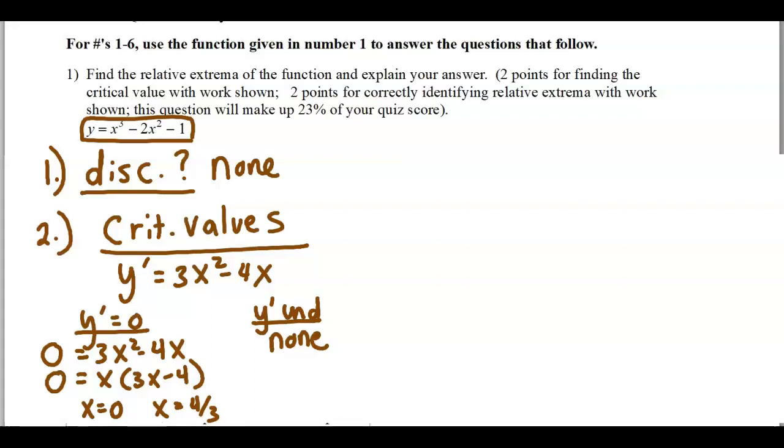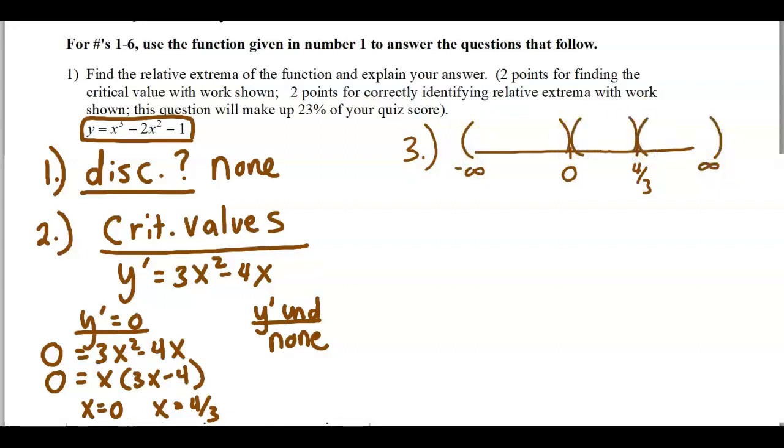So for the first derivative test, what we do is we make a number line. We put our critical values on that number line. Smallest one on the left, bigger one on the right. Infinities on the ends. And that gives us 3 intervals that we need to test. And we want to know what's going on with those slopes in those particular intervals.